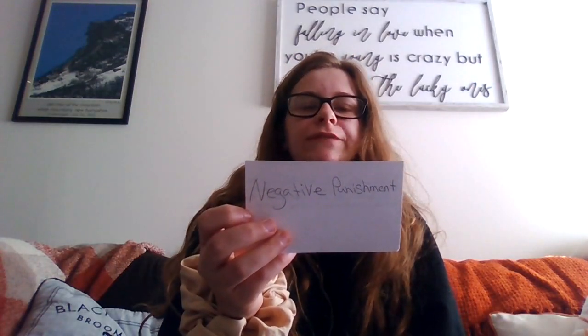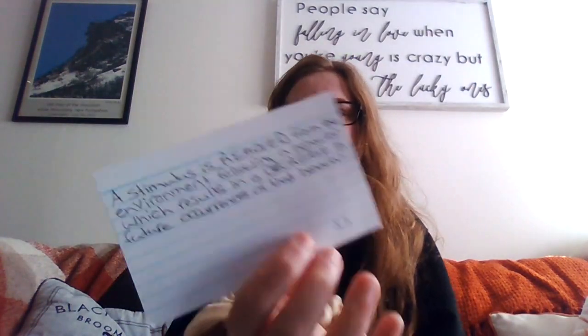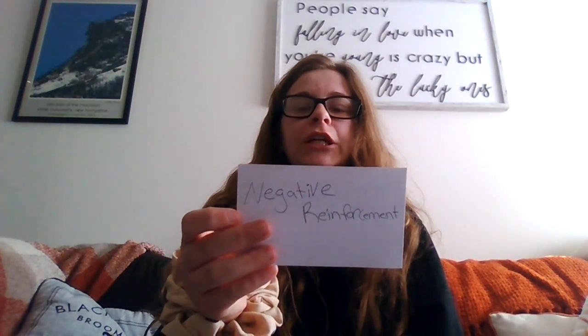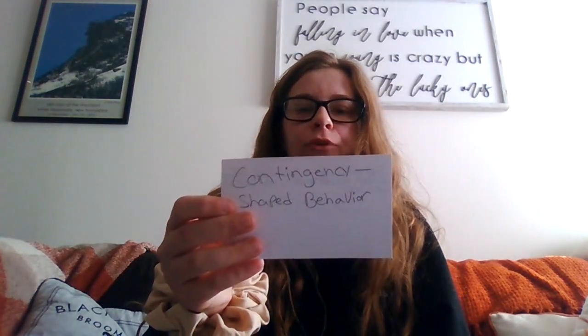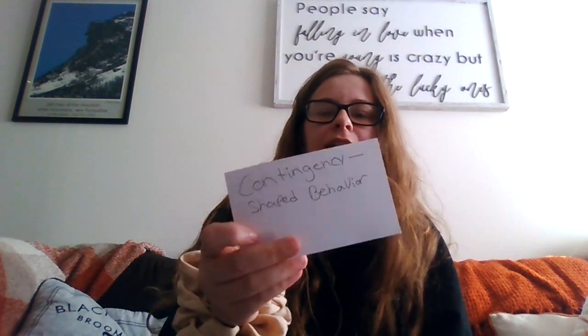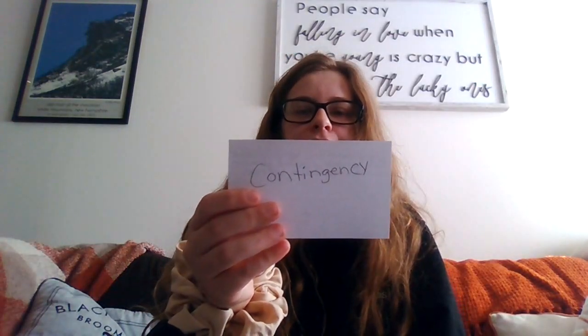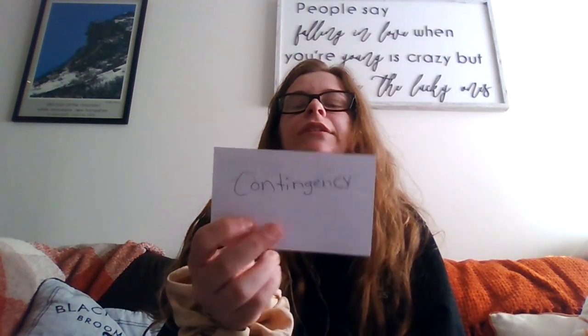A stimulus is removed from the environment following a behavior, which results in a decrease in future occurrences of behavior: negative punishment. A stimulus is removed from the environment following a behavior, which results in an increase in future occurrences of that behavior: negative reinforcement. Behavior that is shaped through direct experience with contingencies. Dependent and temporal relations between operant behavior and its controlling variables: contingency.